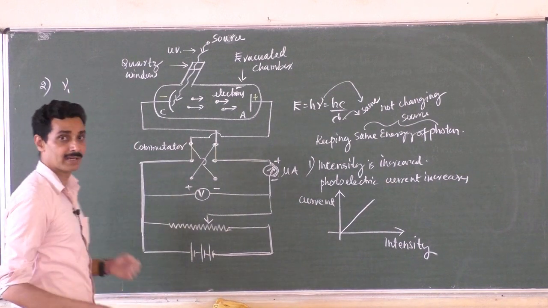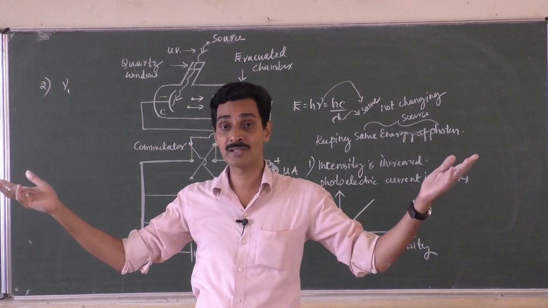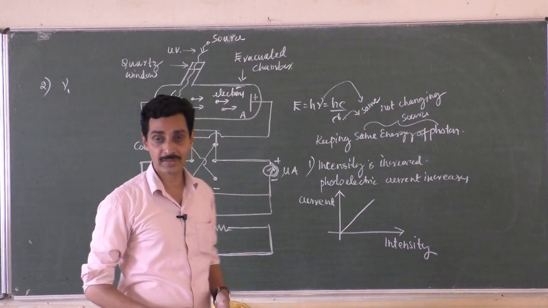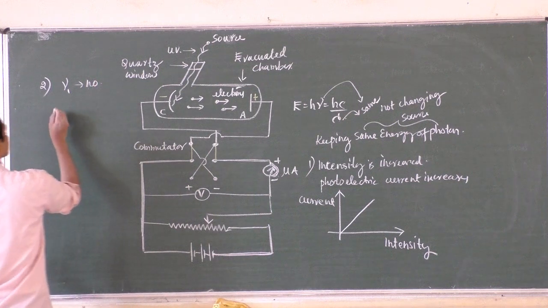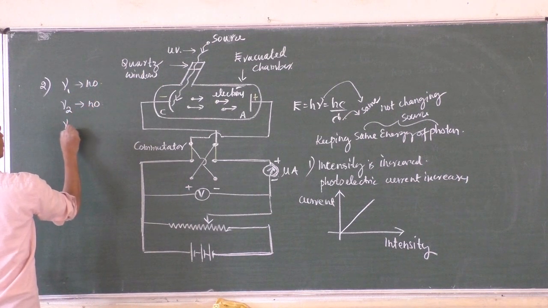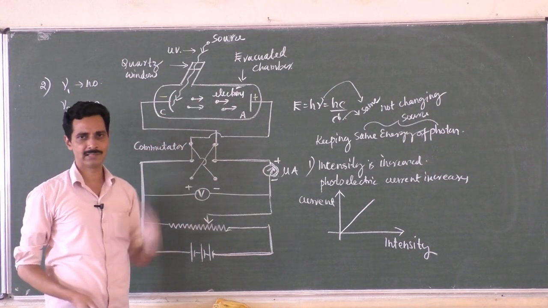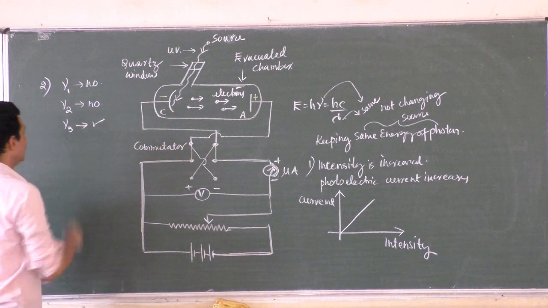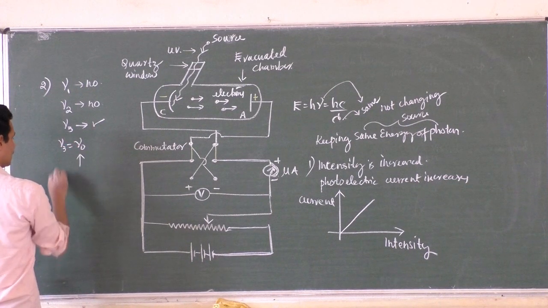Even in ultraviolet I can get different frequencies, right? Even in red I can have different red. Even in green in your nature you see different green. So there are different frequency greens, there are different frequency ultraviolet lights. Nu 1, no photoelectrons are emitted. Nu 2, I will increase it, no photoelectrons are emitted. Nu 3, I see some photoelectrons are emitted, I see some current in the circuit. So this nu 3, I will take it as nu 0 and I call it as threshold frequency.